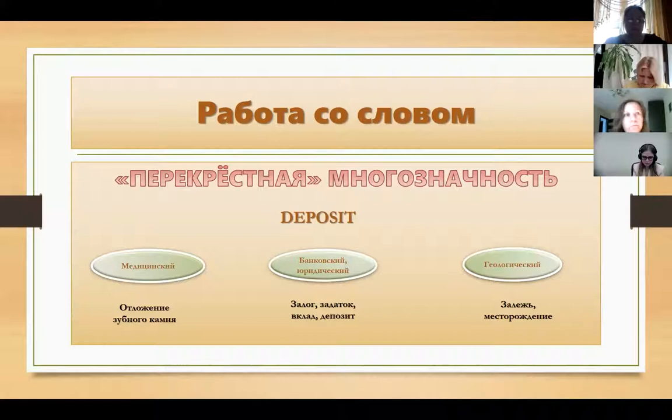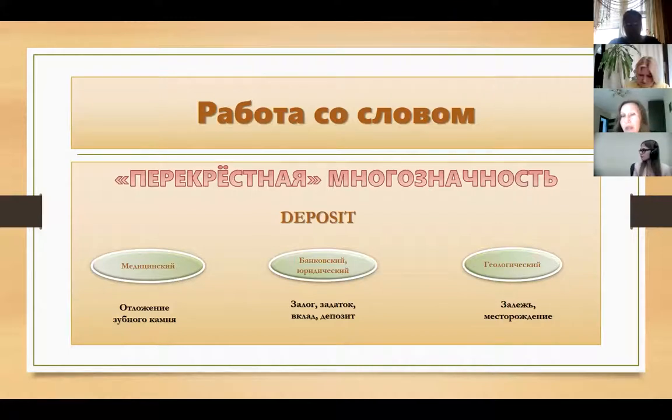I would also like to pay attention to an aspect of multiple meaning. For instance, the word deposit. Deposit can be used differently in different spheres. For instance, in legal, it is a banking term. In medical, it is something about dental plaque. And in geology, it is a deposit of oil, for instance. It is something small, and here it is something big.